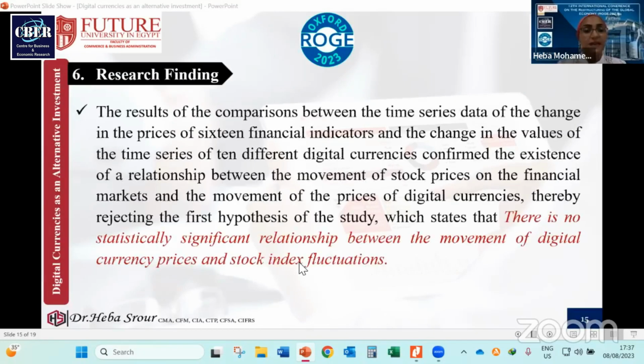Research finding. The result of comparison between time series data of change in the price of 16 financial indicators and the change in value of time series of 10 different digital currency confirms the existence of the relationship between the movement of stock price on financial markets and the movement of price of digital currency, thereby rejecting the first hypothesis of study, which states that there is no statistically significant relationship between the movement of digital currency and the stock index fluctuation.